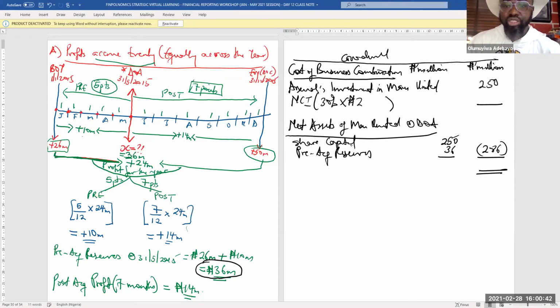Therefore, we need 30% of 286 million. What does that give us from my own calculator? 286 times 30%, to one decimal place, is 85.8. 85.8 plus 250 gives me 335.8. And if I take away 286, it gives me 49.8 as my goodwill.